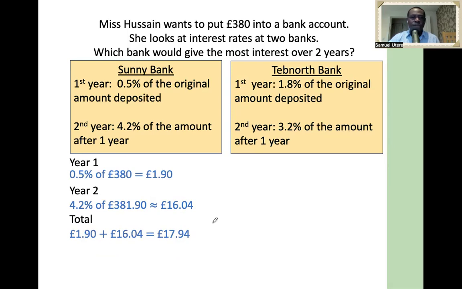Okay, let's now check the interest she earned. So the total interest will be that one, because that's what we've been asked to work out, plus the interest she earned in year 2. All right.